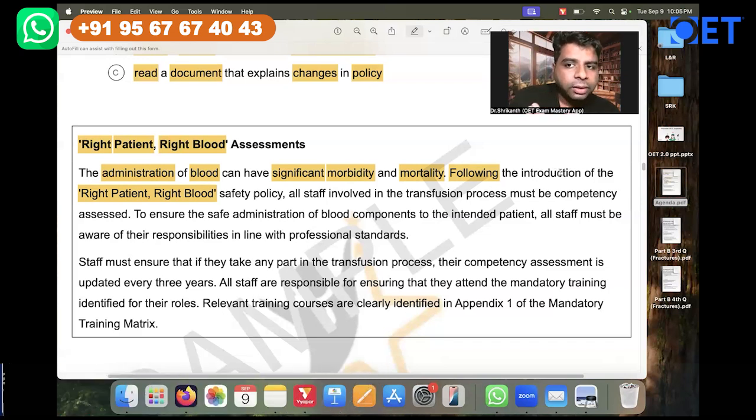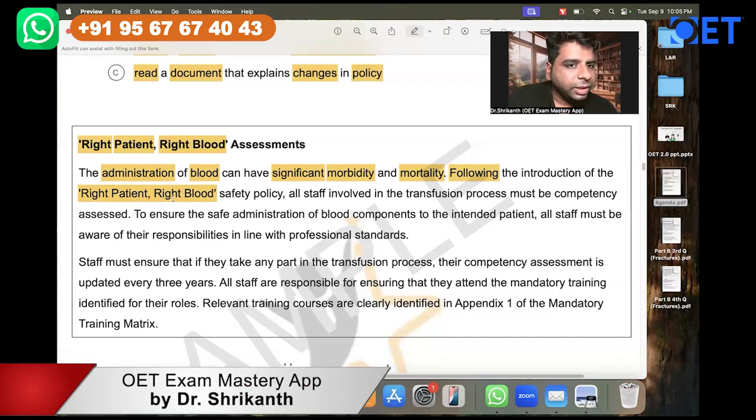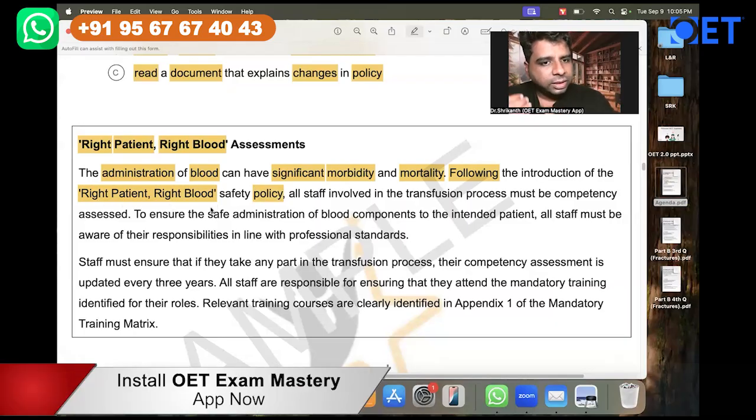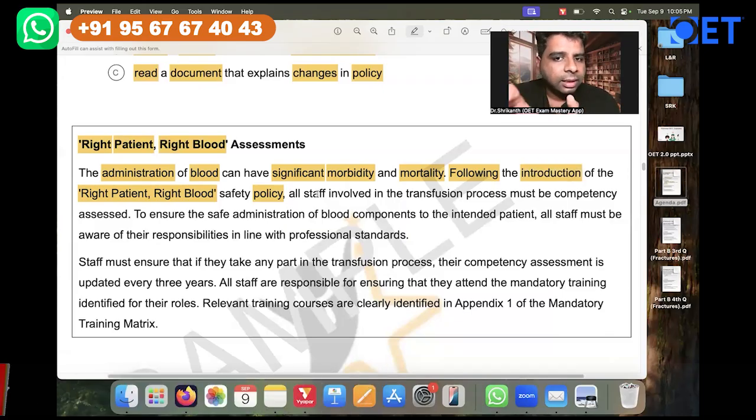So, following the introduction of the Right Patient, Right Blood safety policy. First, what was implemented? First, this safety policy was implemented. Right patient, right blood, this is the name of the policy. So first, this was implemented. After this policy was introduced, then this compulsion came.